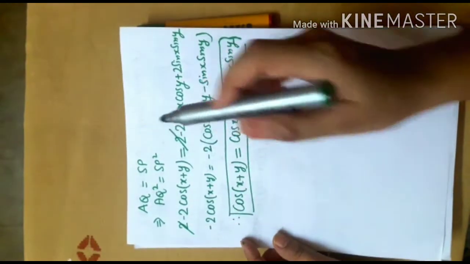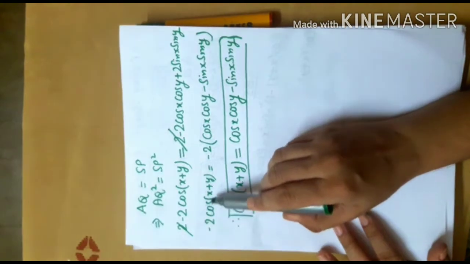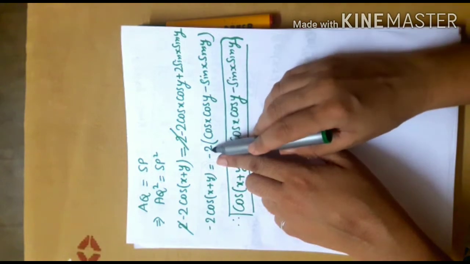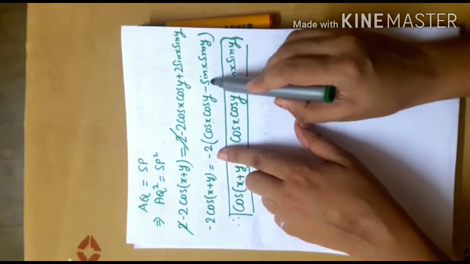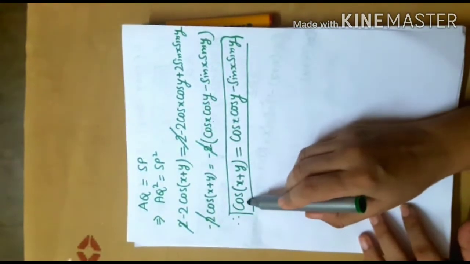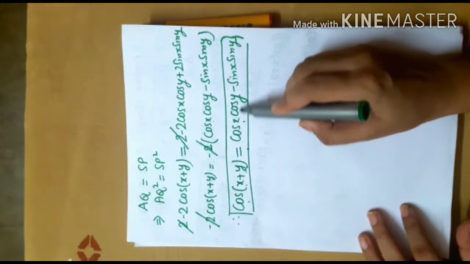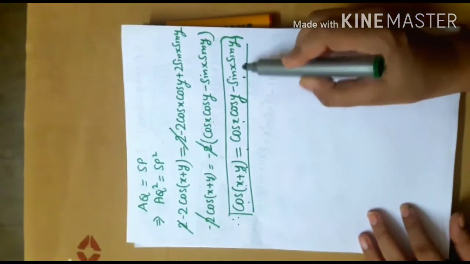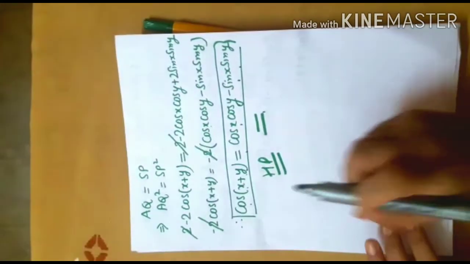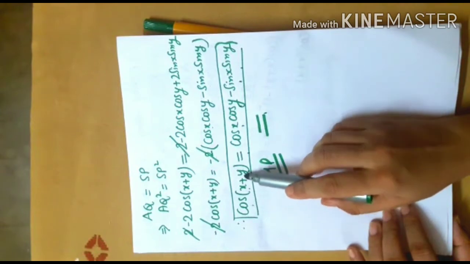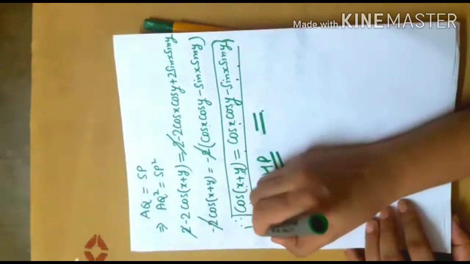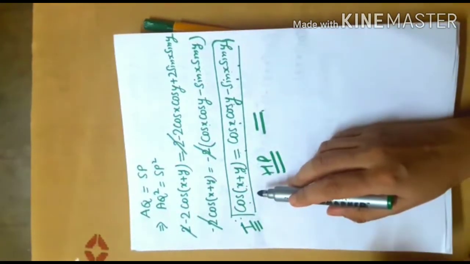This will get cancelled out. Here I am left with minus 2 cos(x+y). I have taken the common factor negative 2. So I'll be getting negative 2 into (cos x cos y minus sin x sin y). This will get cancelled out. So cos(x+y) is equal to cos x cos y minus sin x sin y. Hence proved. So we have proved that cos(x+y) is equal to cos x cos y minus sin x sin y. This is our first identity in this group.